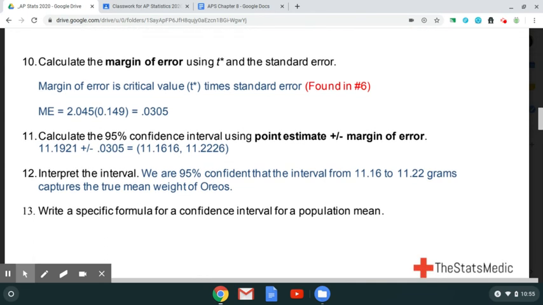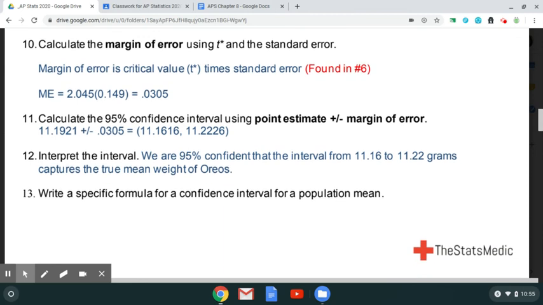So of course our confidence interval is the point estimate plus or minus your margin of error. So 11.1921 was the point estimate, that was our sample mean weight of the Oreos, plus or minus the margin of error. And that gives us a confidence interval of 11.1616 to 11.2226. We are 95% confident that the interval from 11.16 to 11.22 grams captures the true mean weight of Oreos.